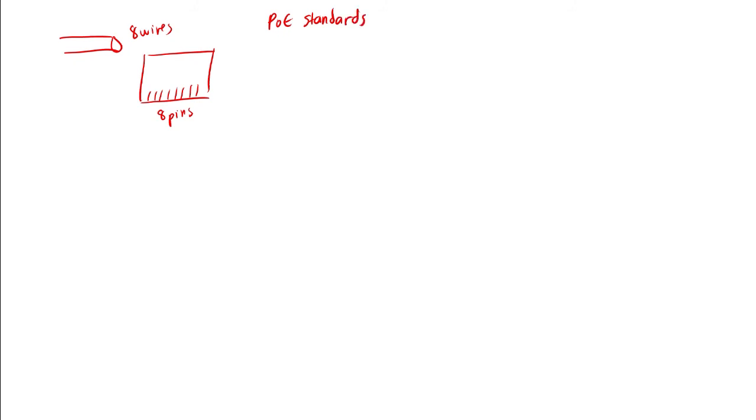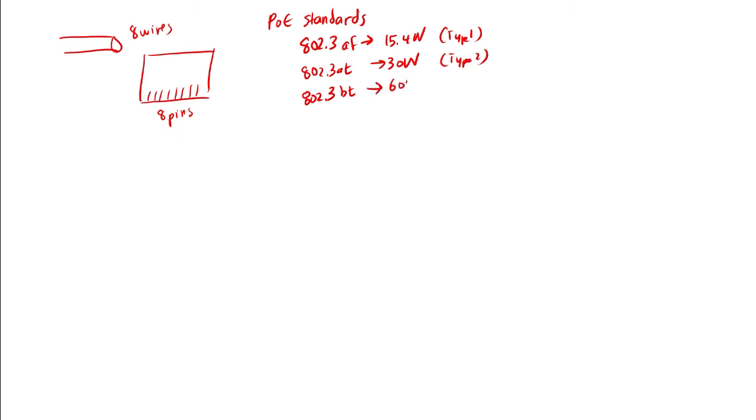And the original one was 802.3 AF, which was 15.4 watts. And then 802.3 AT, which is 30 watts. And now 802.3 BT, which is known as type 3, type 4. Now I have 60 watts or 90 watts.